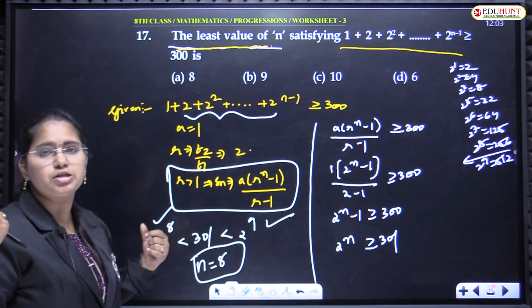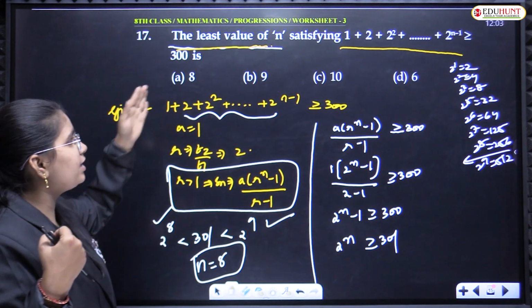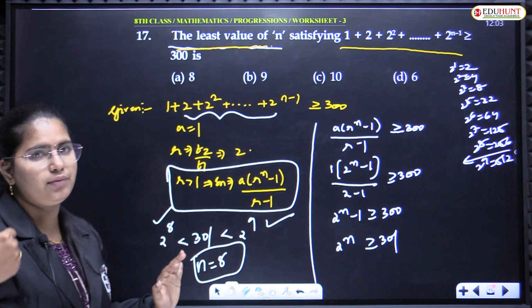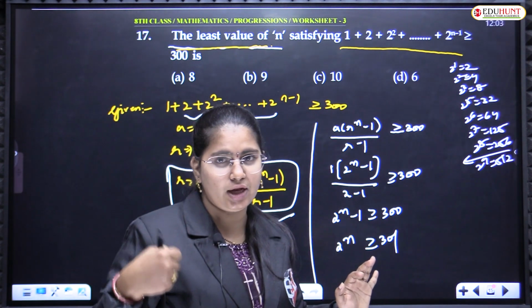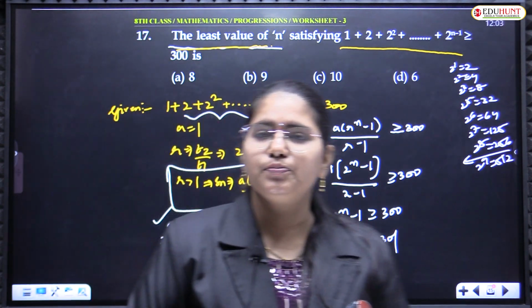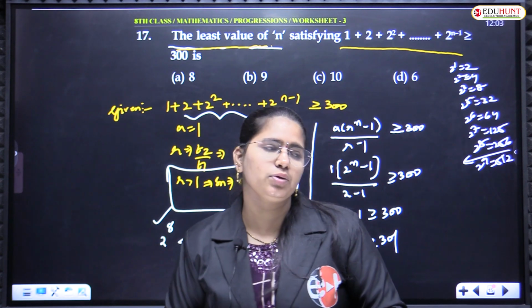If in the question, for suppose, they mentioned the greatest value, then you have to take 512, which is 2 power of 9, and the n value is 9 over here. Right. I hope everybody got clear with this question.